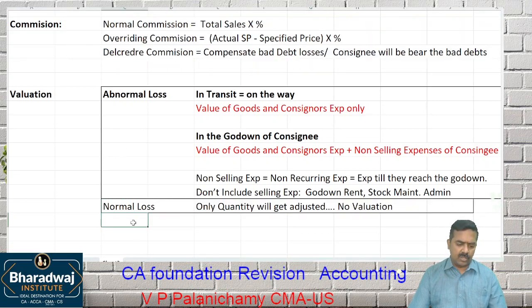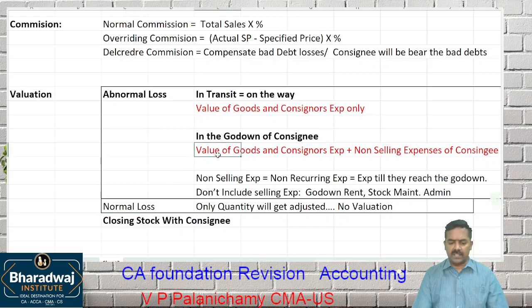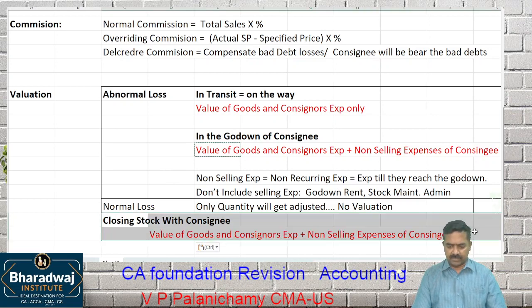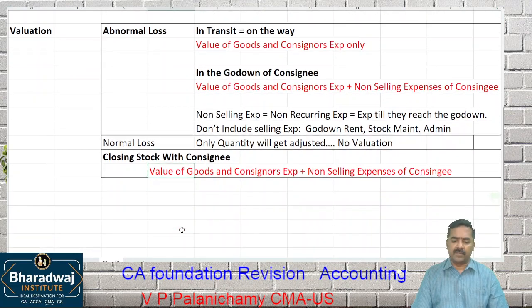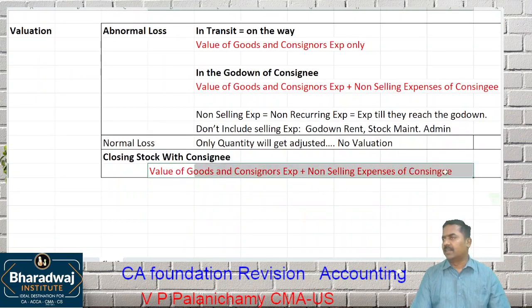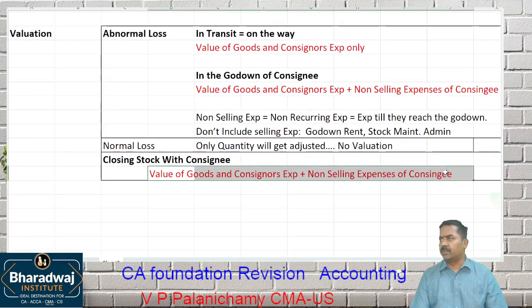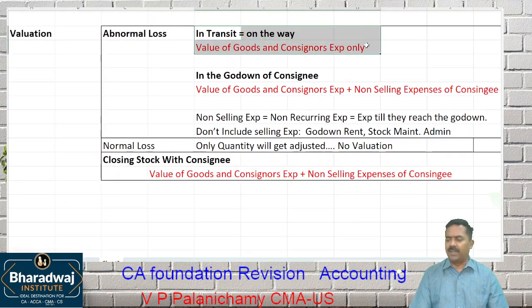Next, how to value closing stock with consignee? Same principle. What do you mean by same principle? When the consignee's goods are in the godown, how will you value them? Value of the goods plus consignor's expenses plus what? Take the non-selling expense of the consignee and value it, that's all. So it is very simple, it is logical.